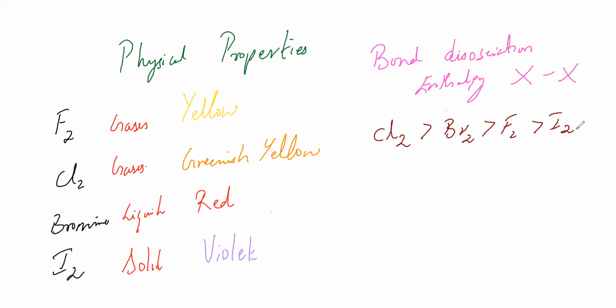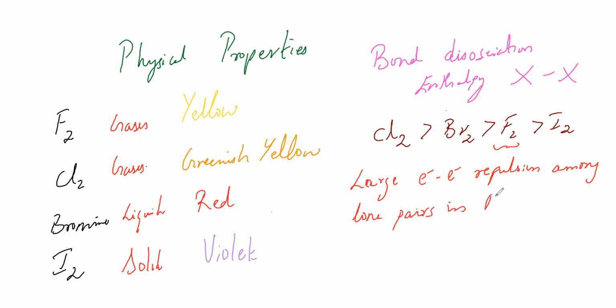The only thing we have to note down here, especially for fluorine, is that there is a large electron-electron repulsion among the lone pairs in the fluorine molecule. This is something we have to note down.